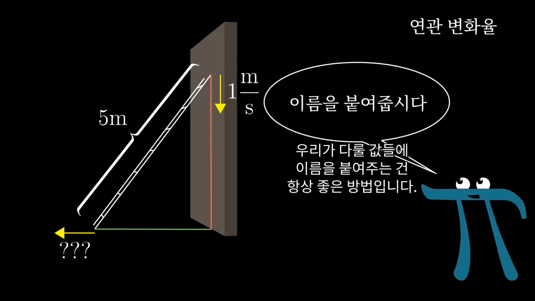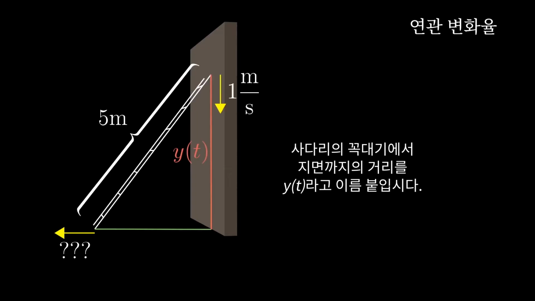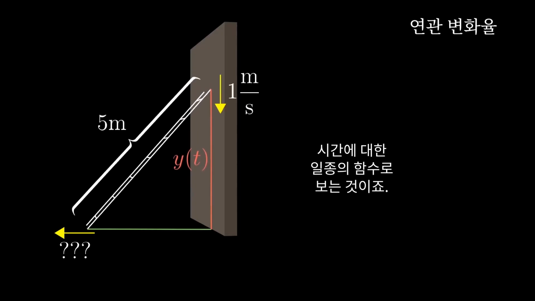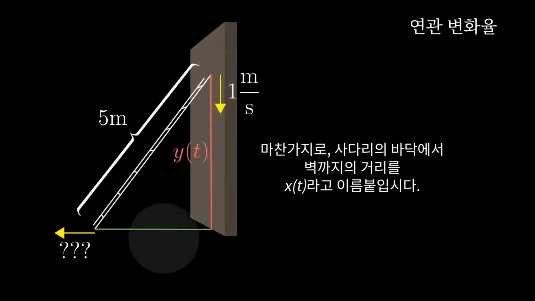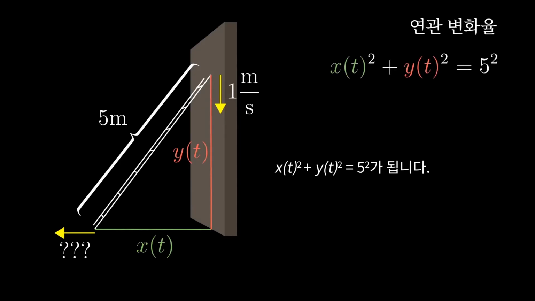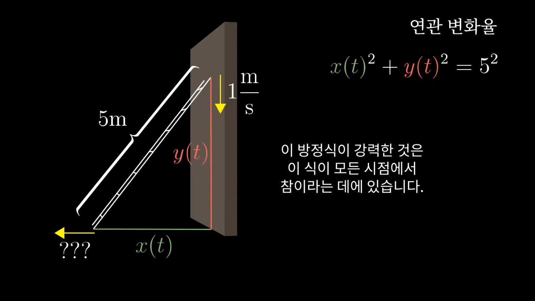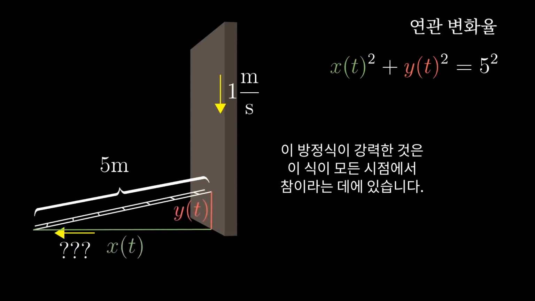First things first, it's always nice to give names to the quantities that we care about. So let's label that distance from the top of the ladder to the ground y of t, written as a function of time because it's changing. Likewise, label the distance between the bottom of the ladder and the wall x of t. The key equation that relates these terms is the Pythagorean theorem, x of t squared plus y of t squared equals 5 squared. What makes that a powerful equation to use is that it's true at all points of time.